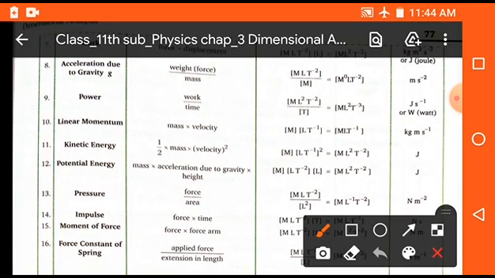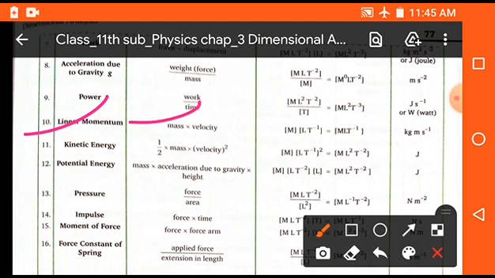Now students, we will discuss here only the most important dimensions, because there are a number of dimensions, and if we discuss all of them then our video becomes very long. So we have to study only the most important dimensions and their applications. Clear? Okay.